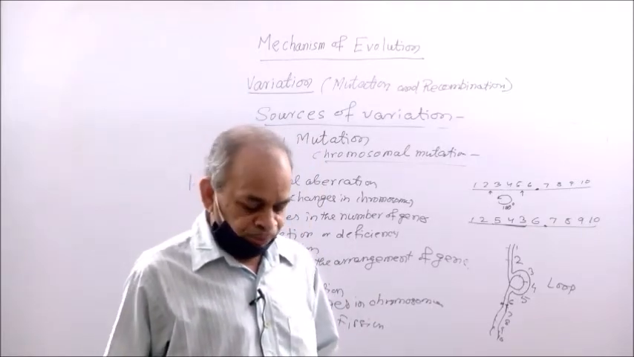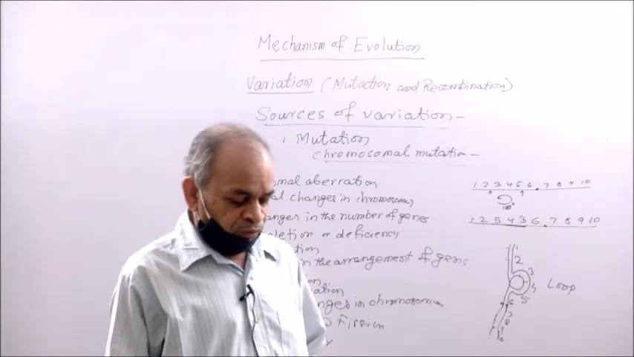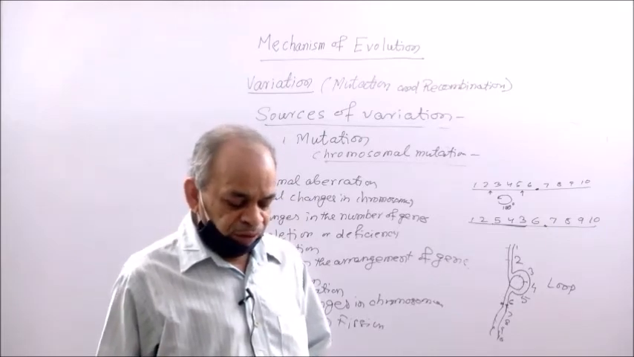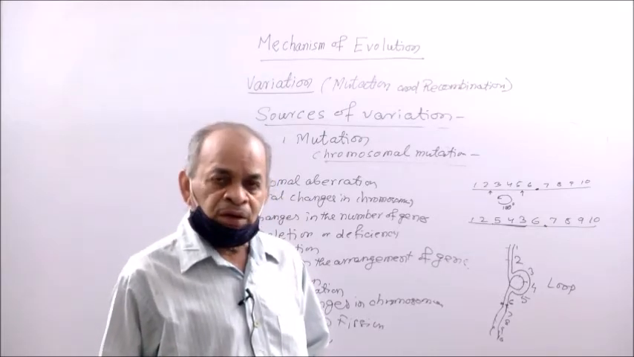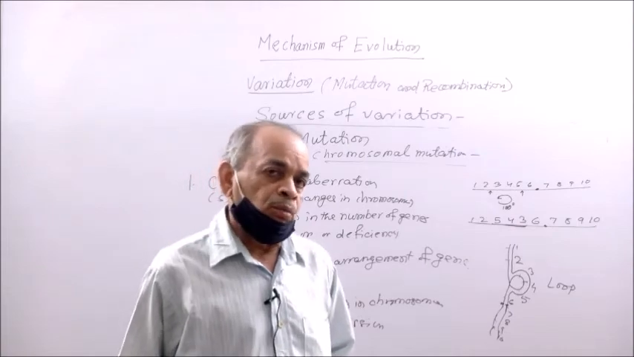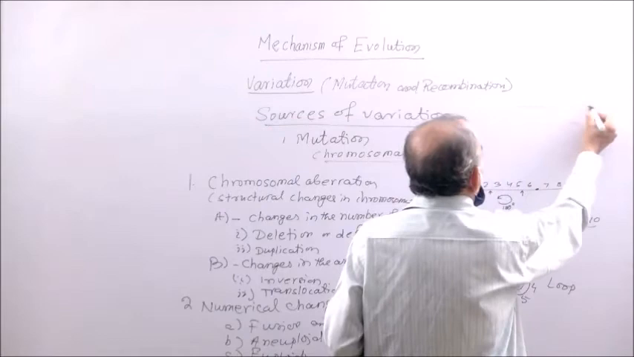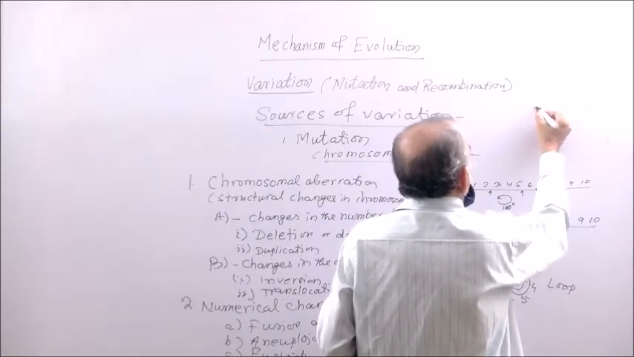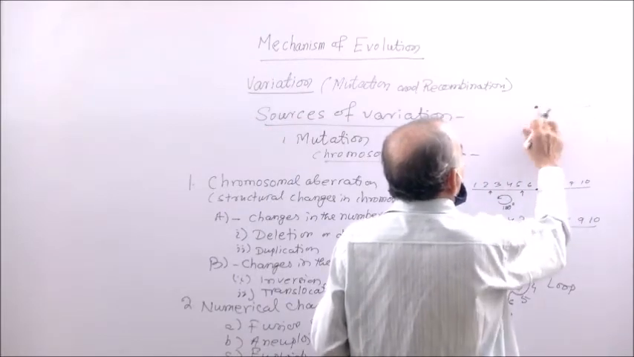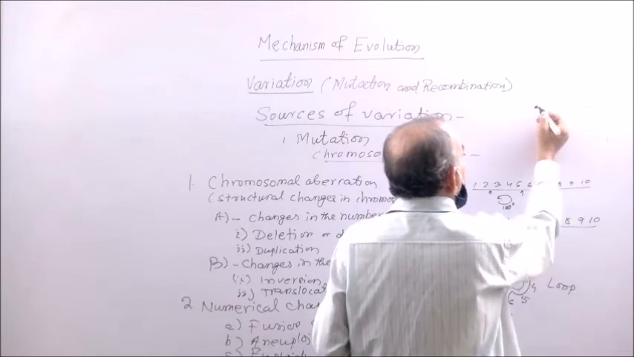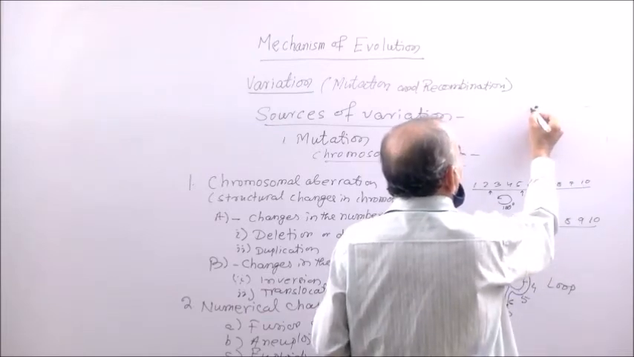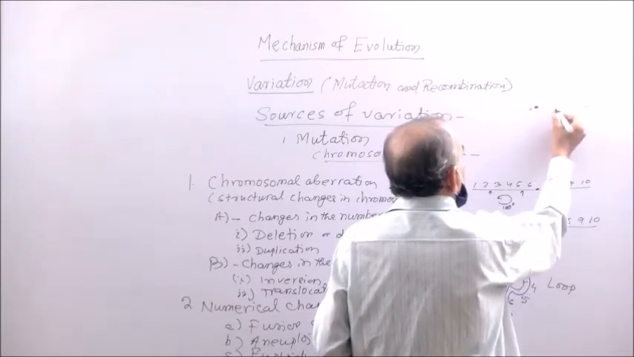Inversion may change the appearance of a chromosome, that is from metacentric to submetacentric or acrocentric. Suppose this is the chromosome. Now here is the centromere, so it is not metacentric, it is submetacentric. Suppose here there is a break and here there is a break.